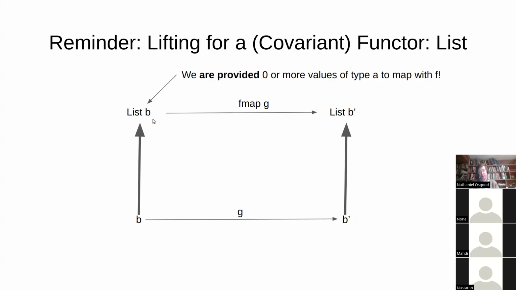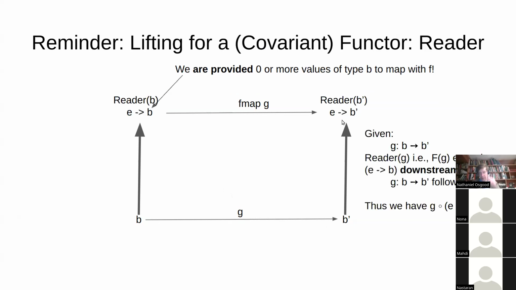Same thing with list, right? We can lift something that can map an int to a bool to something that goes from a list of ints to a list of bools, right? And the same thing for the reader functor. And I highlighted last time that this covariance, if we have something that goes from B to B prime, we get something that goes from F of B to F of B prime, is true for covariant situations where we actually have a B to do something with in F of B.